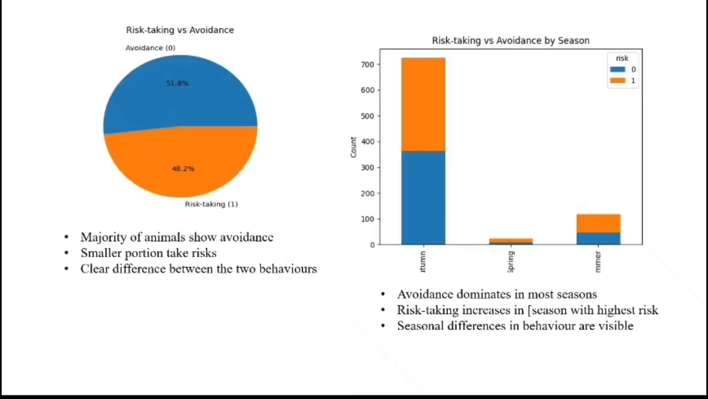In the slide, there is a pie chart and a bar diagram. Here in the pie chart, we see that the majority of the animals show avoidance, while a smaller portion take risks. This shows a clear difference between the two behaviors. And in the bar chart on the right, we can see how this changes by season. There are 3 seasons, and avoidance dominates in most seasons, but risk taking increases in the season with the highest risks. We can also notice the behavior changes depending on the season.